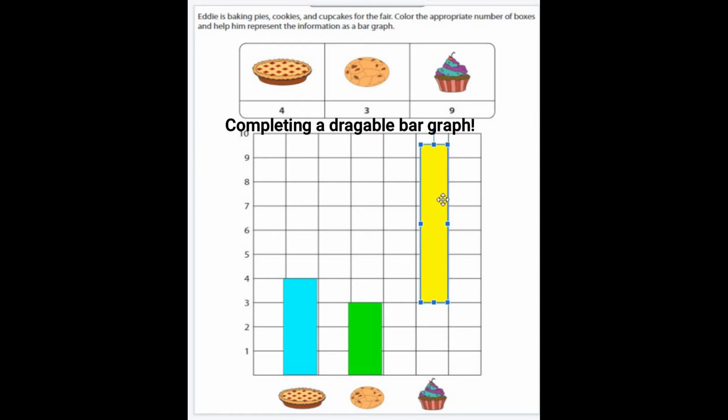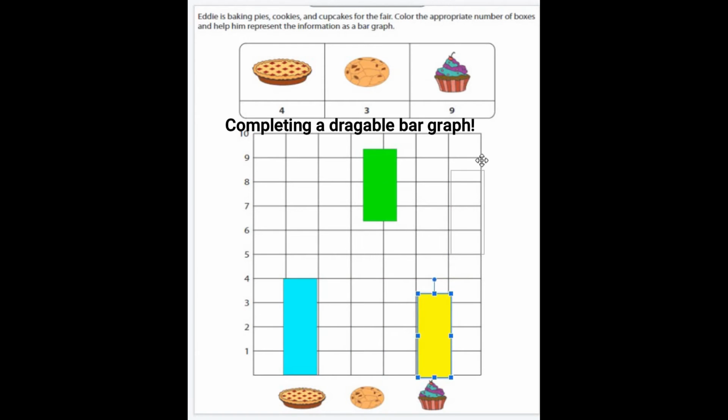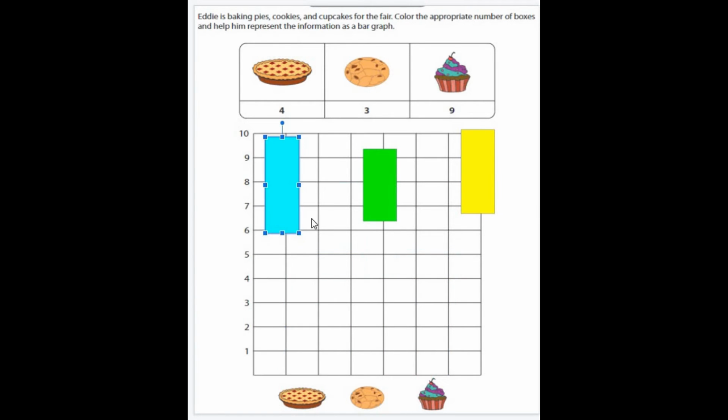Then for you, I have 9 pies. I can drag yellow here, and also adjust it according to my need and stretch it all the way up. This is the way you are going to be completing or answering this activity. Okay, for the sake of the activity, I'm going to move it all the way back, and when you see this on your worksheet or in your assignment, make sure to do the same thing I did.